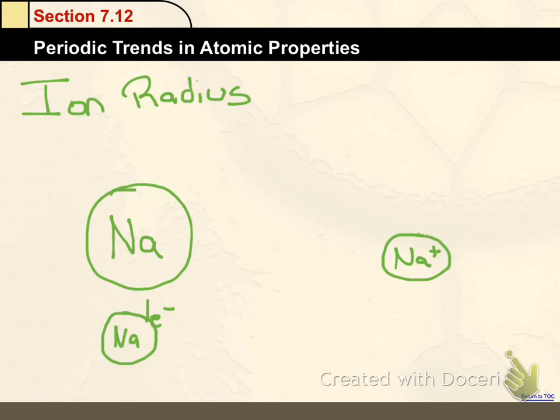And the opposite is going to be true for an anion, right? So let's take chlorine, for example. Chlorine is going to start out small, but then it's going to gain its electron, add an electron to it. And now it's going to get bigger.